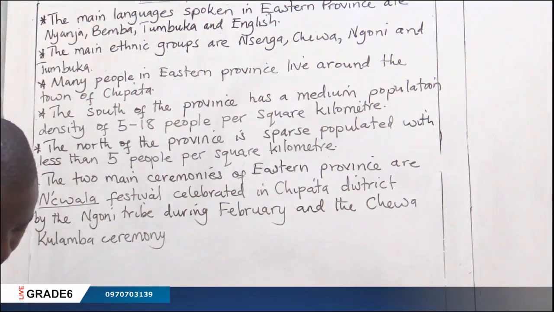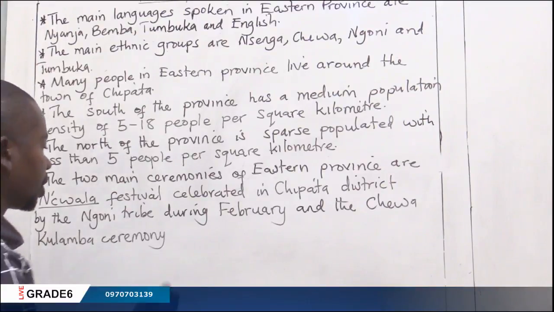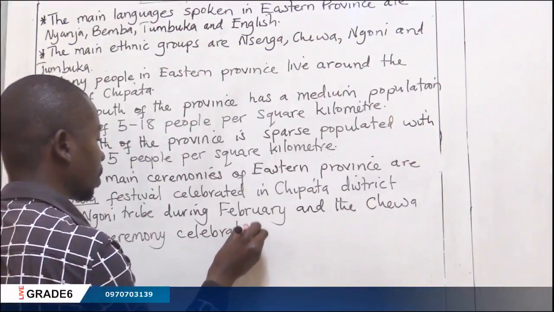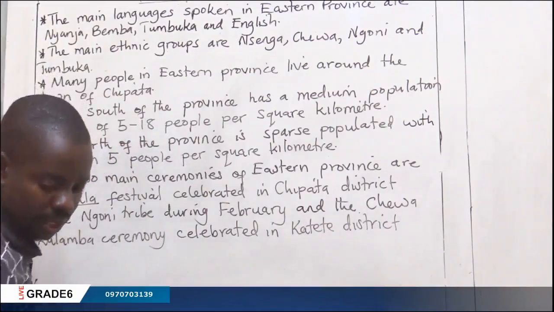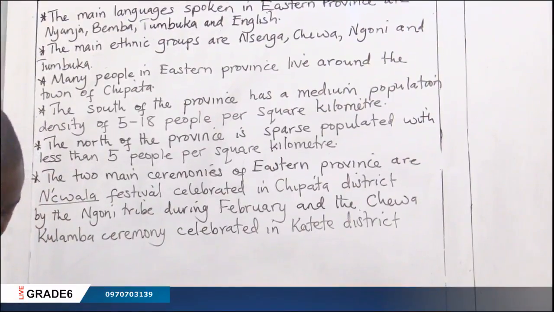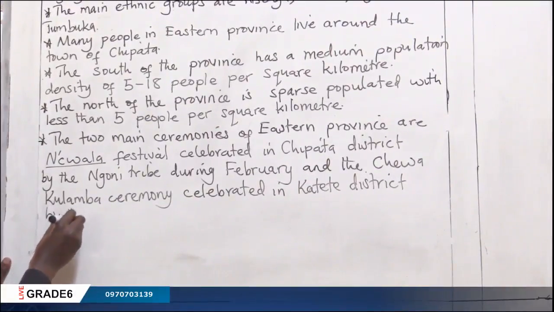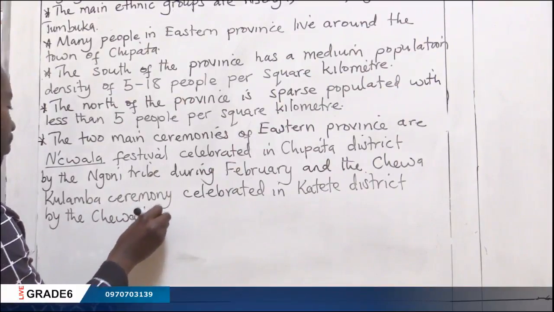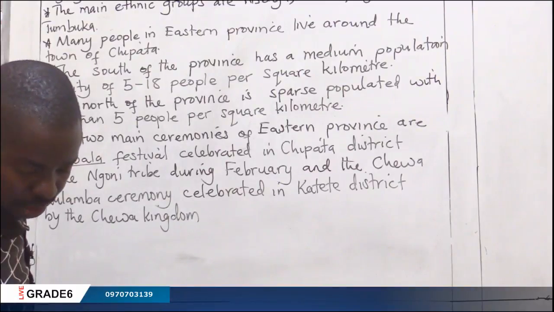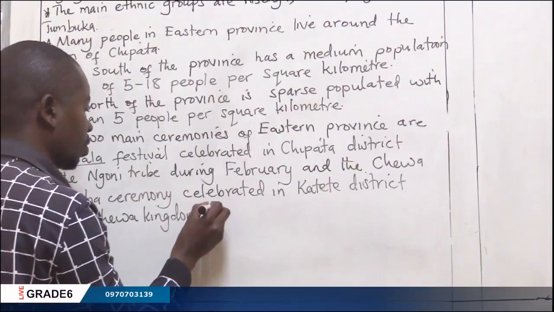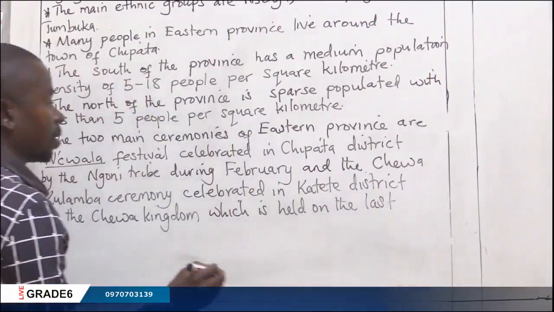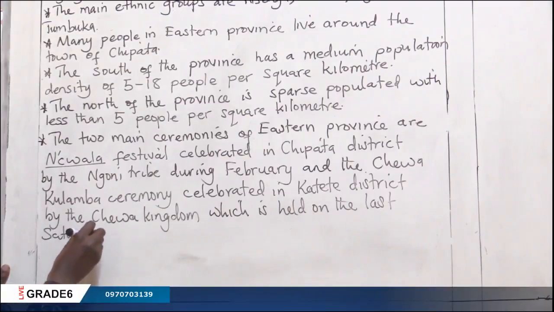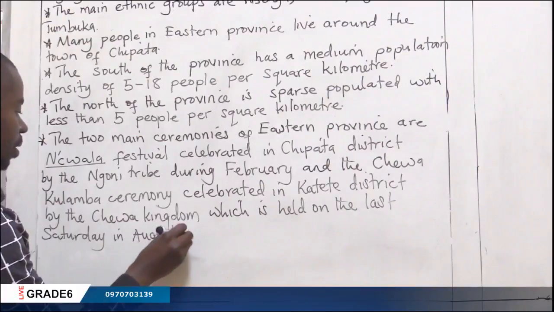Okay, the Chewa Kulamba ceremony is celebrated in Katete district by the Chewa kingdom, which is held on the last Saturday in August annually.